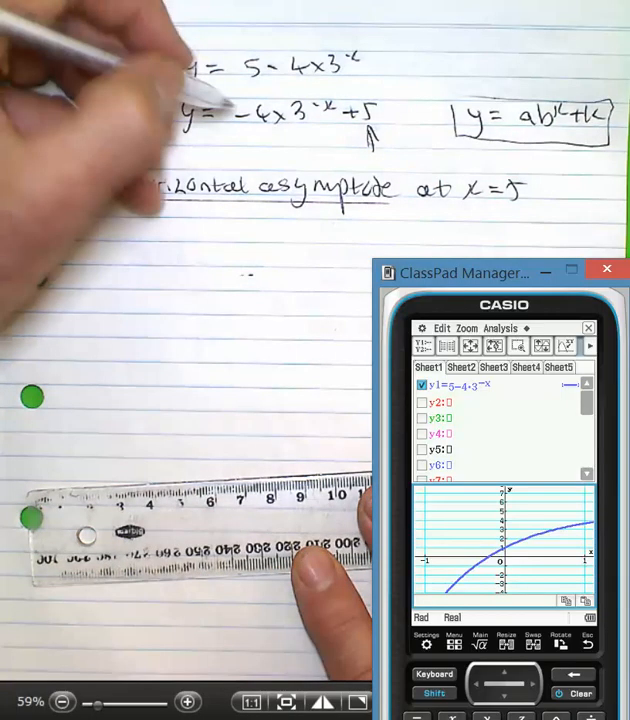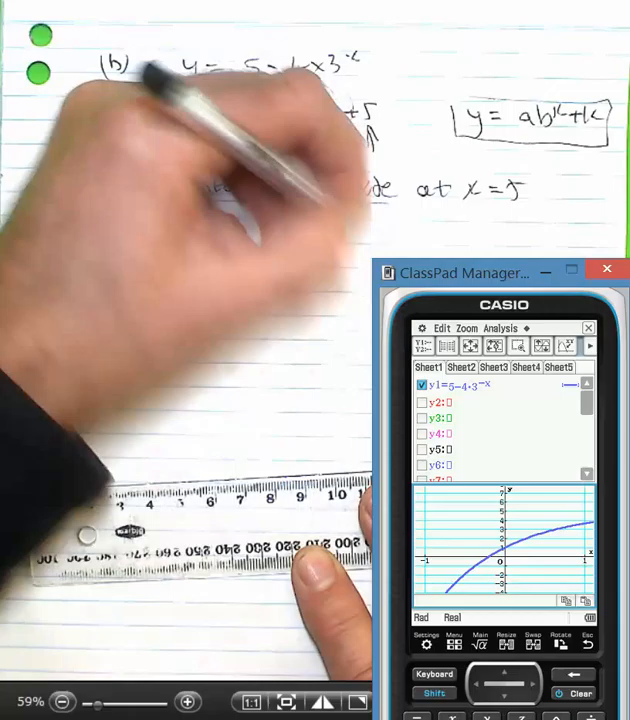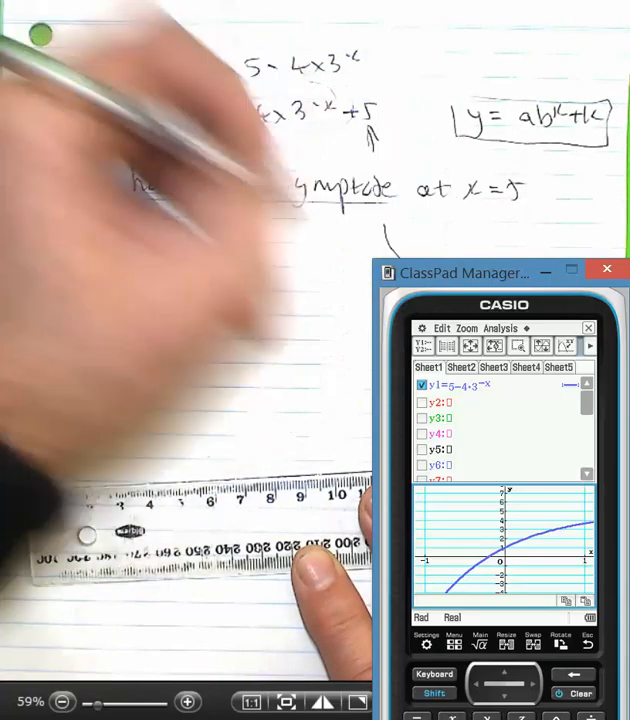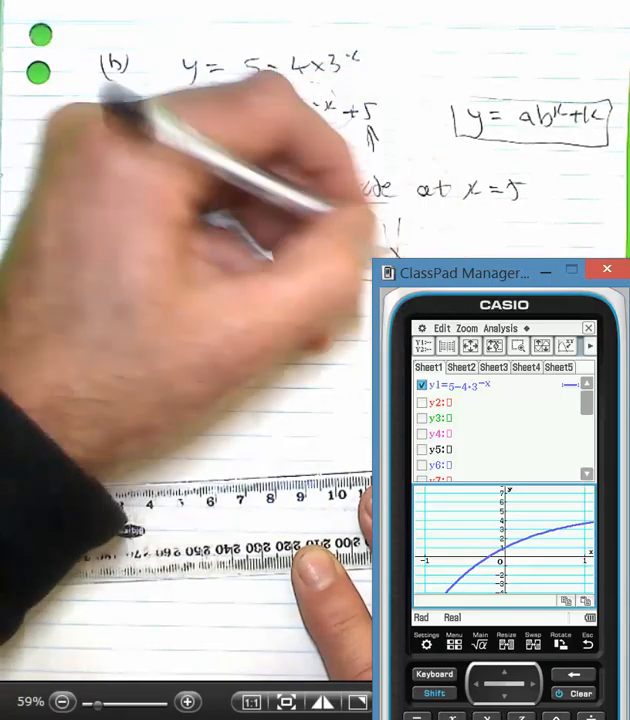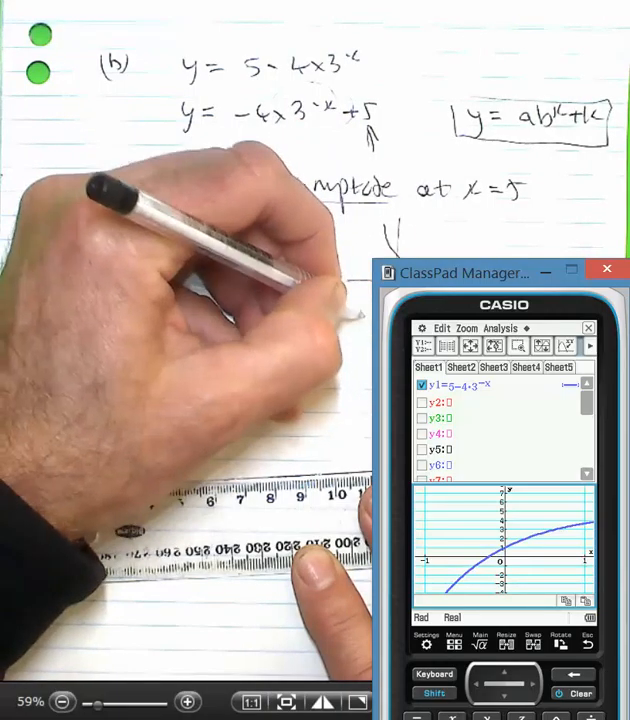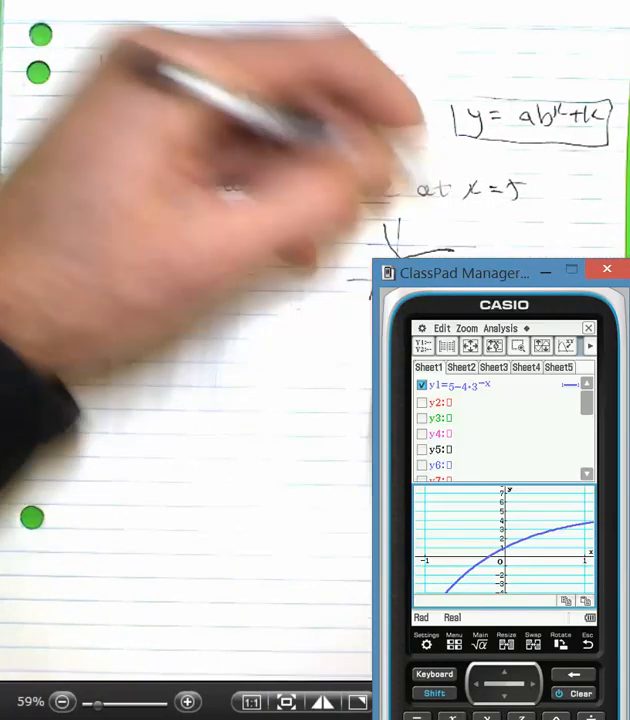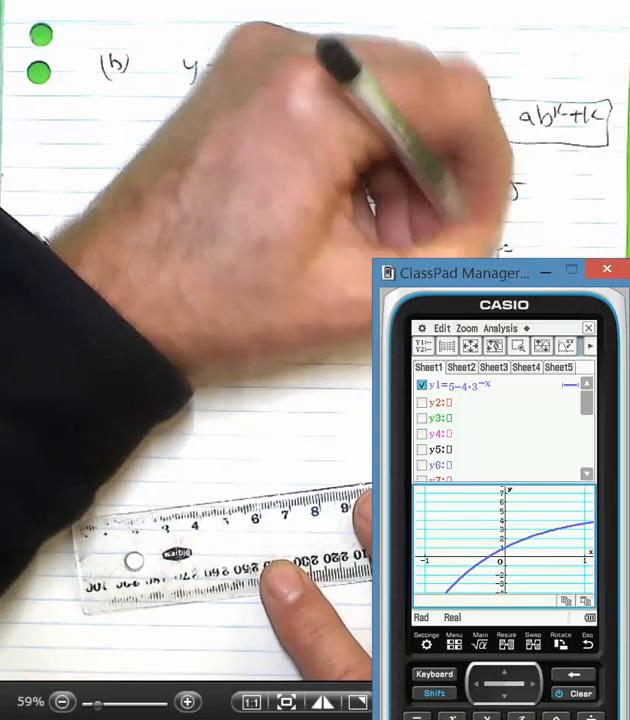Now, another thing, that minus x means I'm reflected in the y-axis. Now, the negative 4, in turn, inverts that. I'm moving up 5, so I'll have a graph of the following general shape. y is equal to 5.